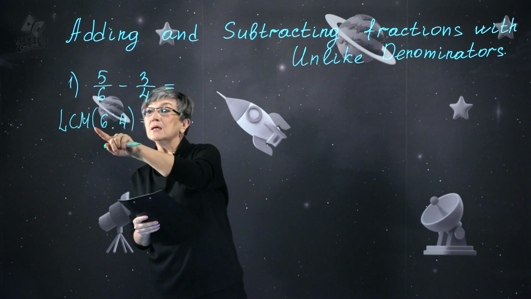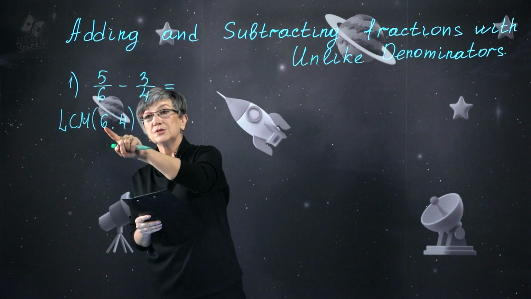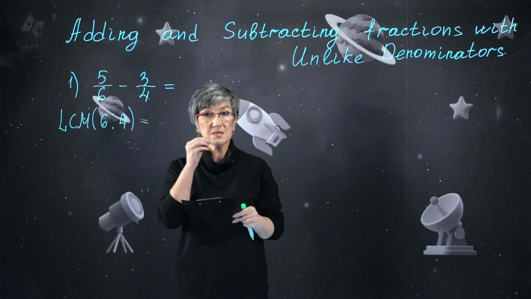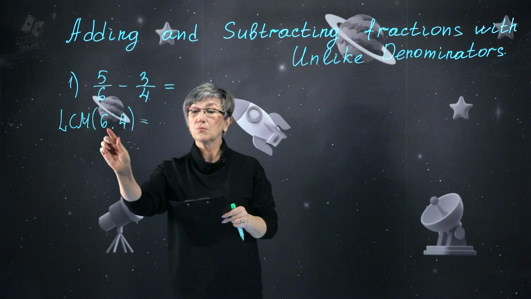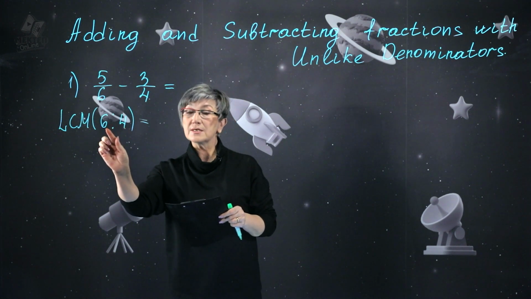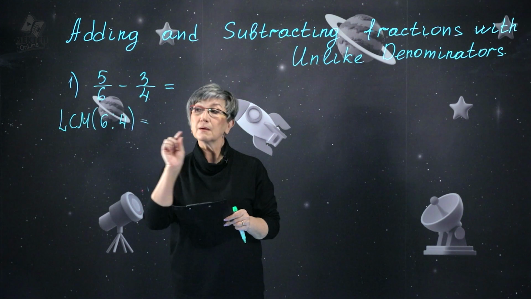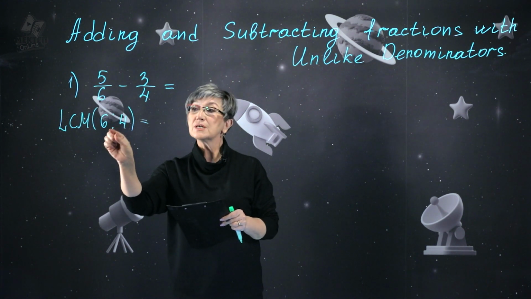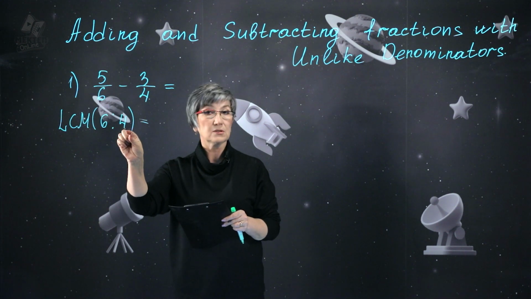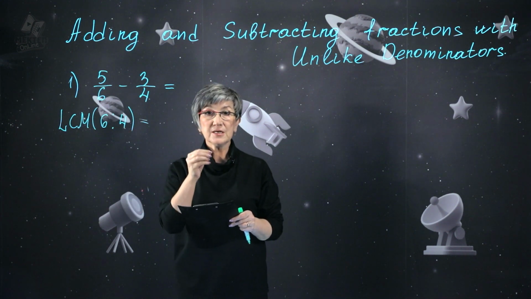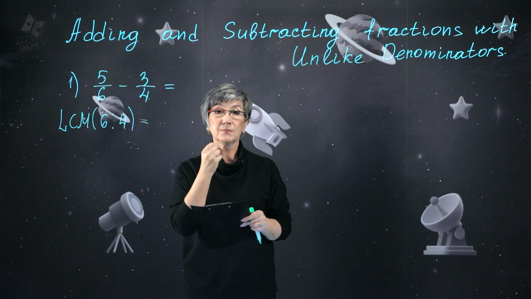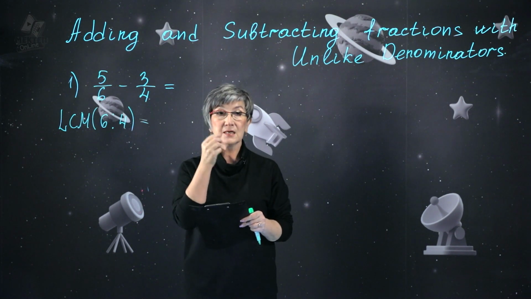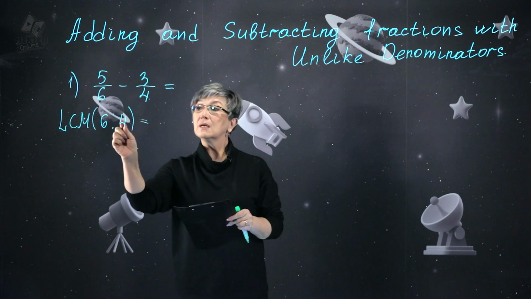So, the least common multiple of 6 and 4. Let's remember how to do it. We're not going to write it down, we're going to count it. So, the greatest common multiple of 6. Check. Does 6 divide by 6? It does. Does 6 divide by 4? No, it doesn't. Then I multiply 6 times 2. That's 12. Let's memorize that number. 12, check it.